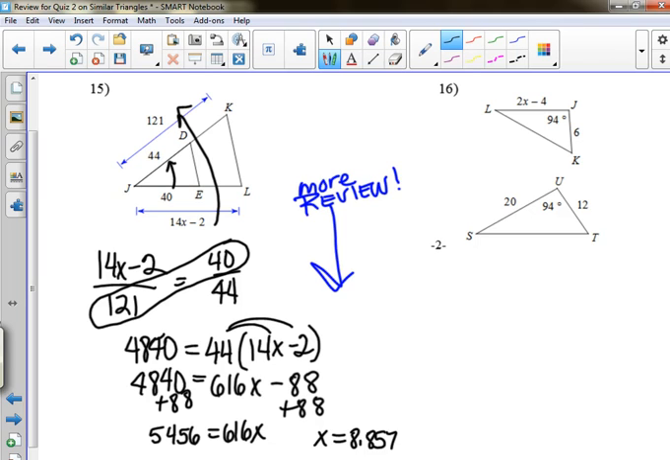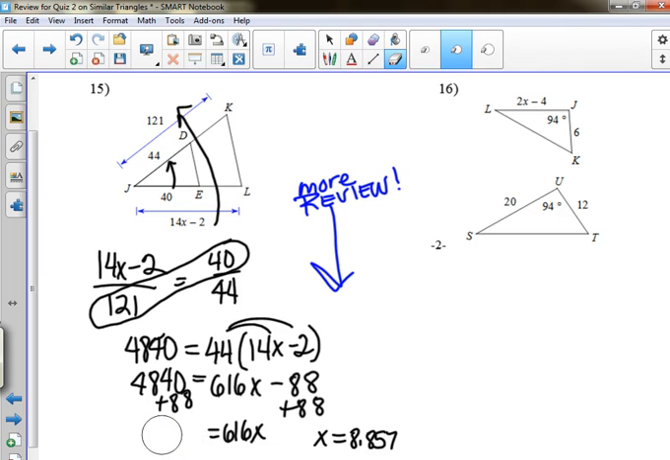Yeah, I have that it should come out 8. Okay, let's see where I messed up. 44 times 14 is 616. 44 times 2 is 88. 4840 plus 88. Oh, that's where I can't add. I don't know where I got that giant number over here.